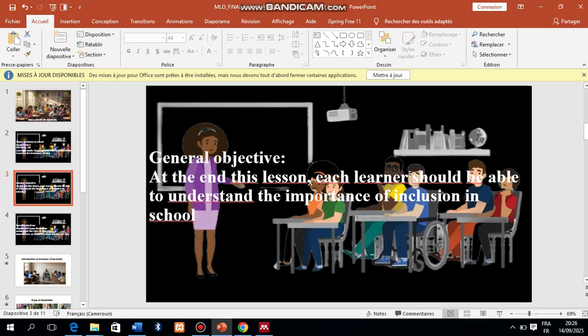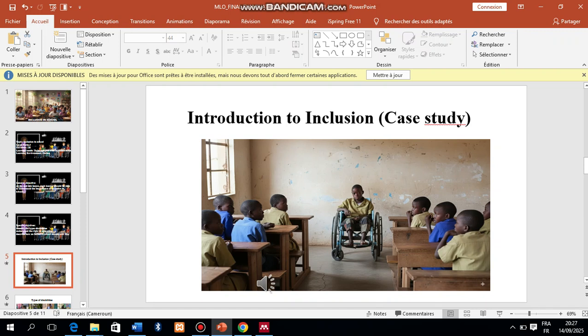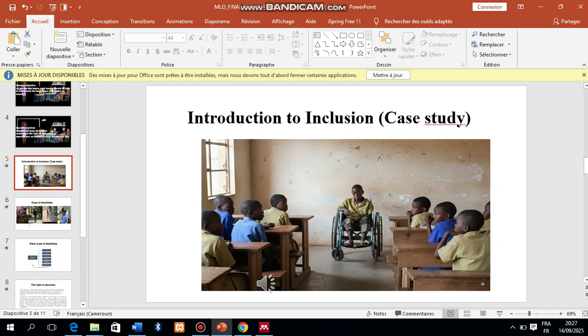Here is the general objective. Here are the specific objectives. To introduce my lesson, I use an image. It is a case study. This case study puts in situation a student who has a physical impairment and who is isolated in the classroom, with his classmates who are very curious to look at him.